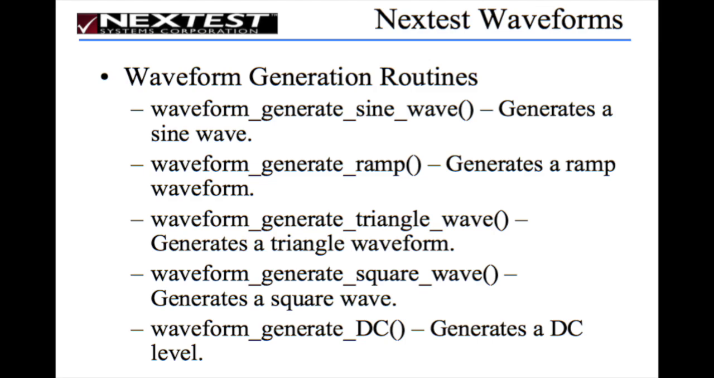Waveform generate sine wave generates a sine wave. These are functions in C++ that you would call up. David wrote these. Waveform generate ramp generates a ramp wave. Waveform generate triangle wave generates a triangle wave. Waveform generate square wave generates a square wave. Waveform generate DC generates a DC level. And these can all be used together.